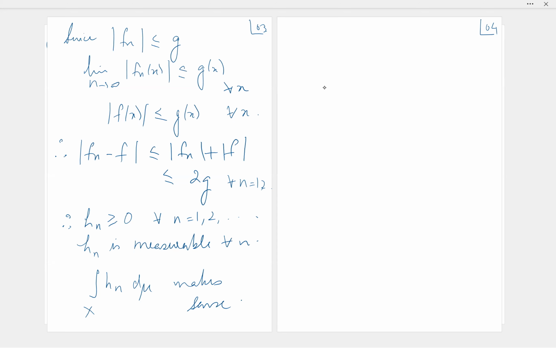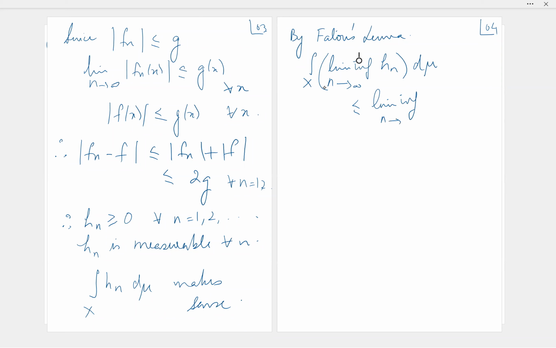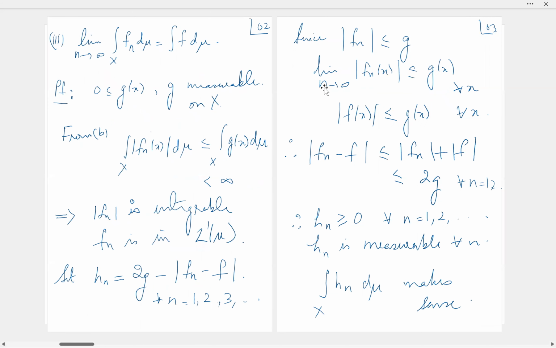Fatou's lemma is applicable for what kind of functions? Did you not use non-negative functions there? We apply Fatou's lemma to these hn's. So it says the integral with respect to mu of lim inf of hn should be less than or equal to the lim inf of the integrals. That's exactly the statement of Fatou's lemma. Now, if you look at the left-hand side of this inequality, what can we say about the lim inf of hn? What is hn? It is just 2g minus mod fn minus f.